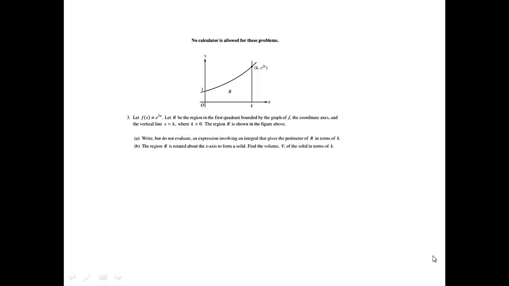Question 3. Let f of x equal e to the 2x. Let R be the region in the first quadrant bounded by the graph of f, the coordinate axes, and the vertical line x equals k. The region R is shown in the figure above, so it's just this whole entire region right there.